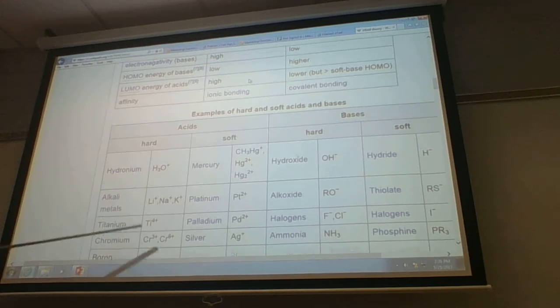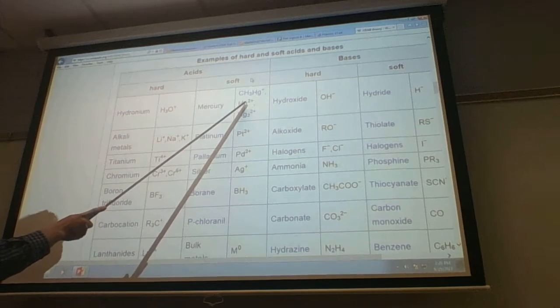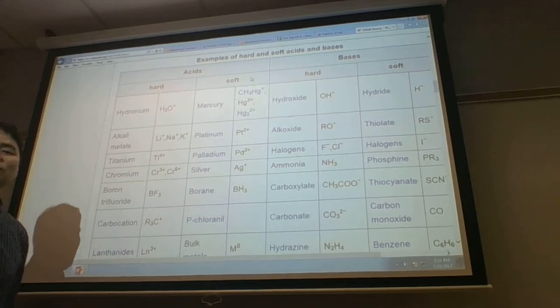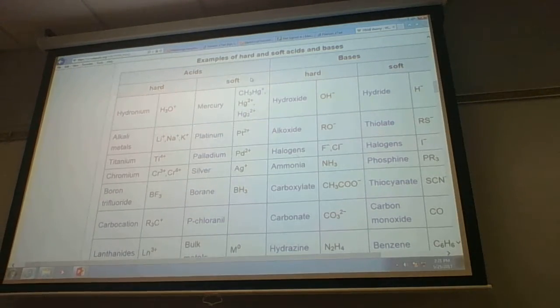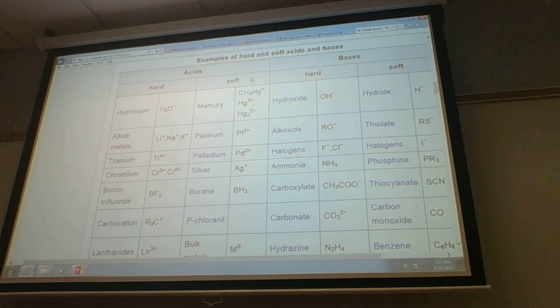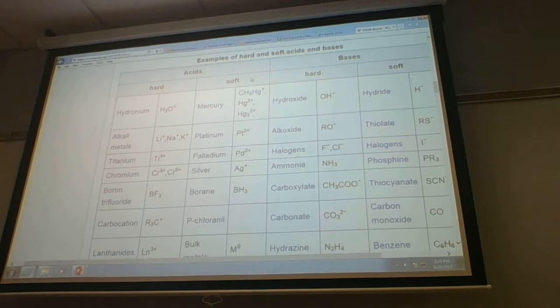And so here are some examples of hard and soft. For example, mercury is soft, so mercury would much prefer sulfide. Did I ask you which base is stronger, sulfide or oxide? I think I forgot to ask you this. I asked in the morning classes. Sulfide versus oxide. Which base is stronger?